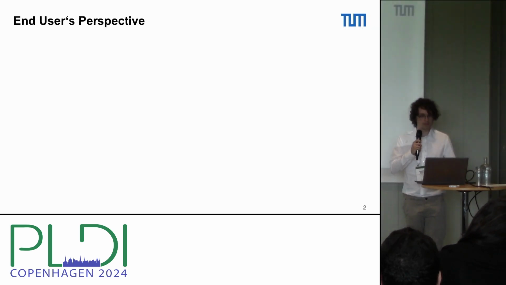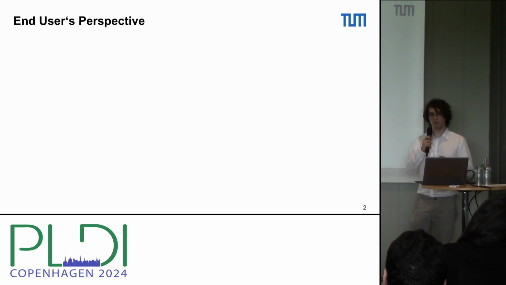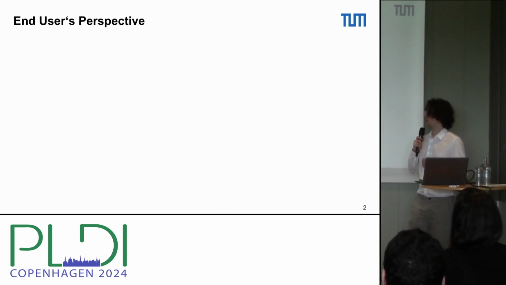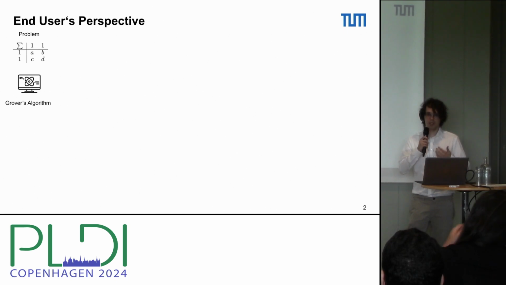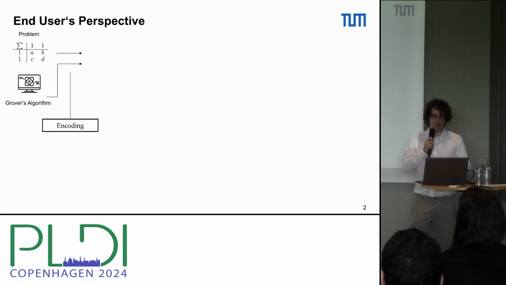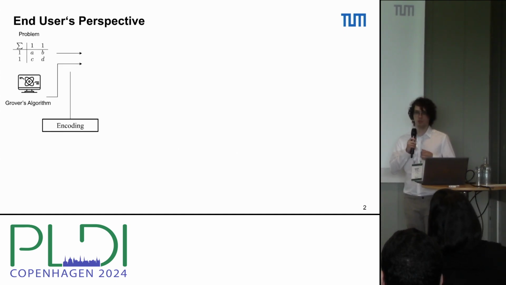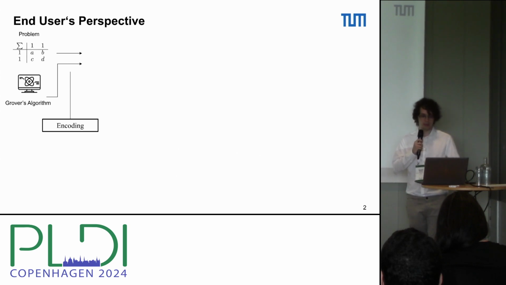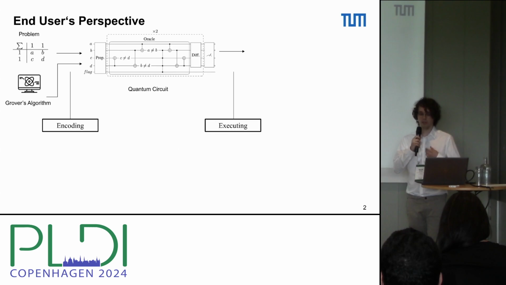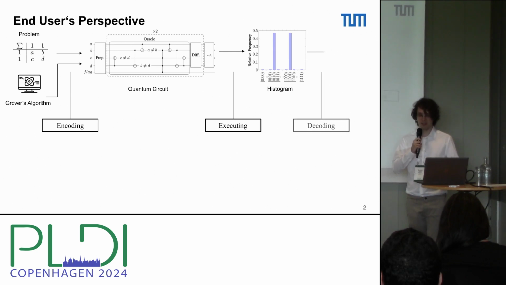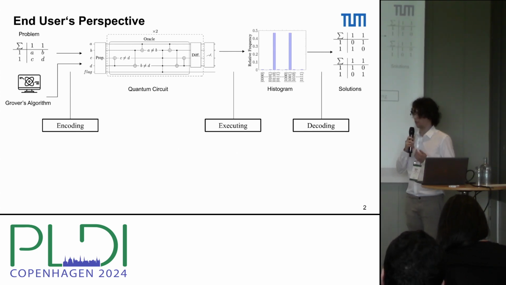So many of you might be familiar with the general process of how to solve some problem using quantum computing. Typically, you start with a problem, you find some algorithm that might be suitable for the problem, and then you encode the problem into some format that the algorithm can work with, and you translate all of this into a quantum circuit. The quantum circuit, you run it on some device, for instance, and you end up with a histogram. And this histogram you decode to get your actual solutions.